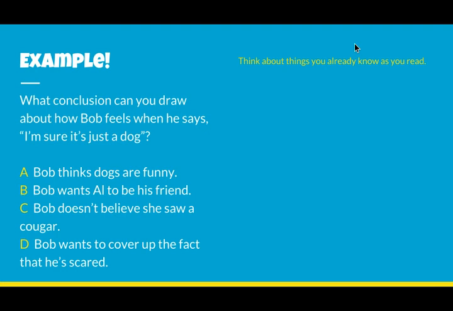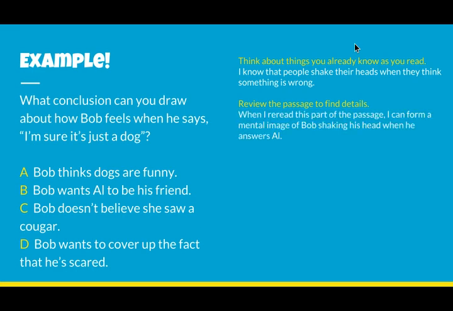So think about the things you already know as you read. Well, I know that people shake their heads when they think something is wrong. In fact, that was something I mentioned when we were reading. So review the passage to find details. When I reread this part of the passage, I can form a mental image of Bob shaking his head when he answers Al. Remember, I was talking about that. We were imagining what that whole scene might look like, because Bob seemed pretty unsure. So he was shaking his head. I imagined his eyebrows being furrowed.